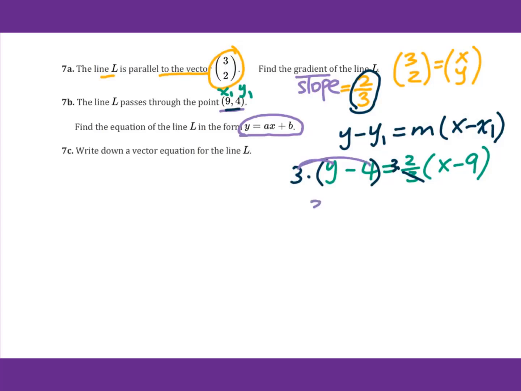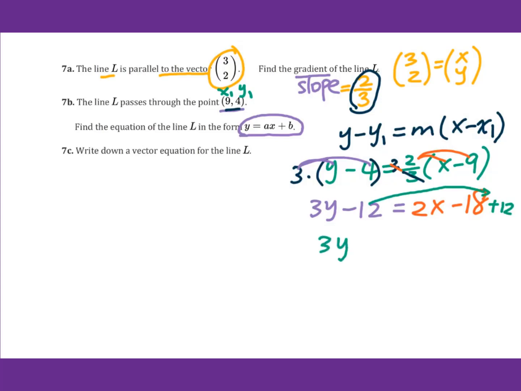Therefore, using the distributive property, 3y minus 12 equals, the denominator is gone, only 2 times x minus 9, distributive property, 2x minus 18. Since I'm looking for the y equals format, I add 12 to both sides. You get 3y equals 2x minus 6. Then you divide it by 3. You will get y equals 2 over 3 x minus 2.